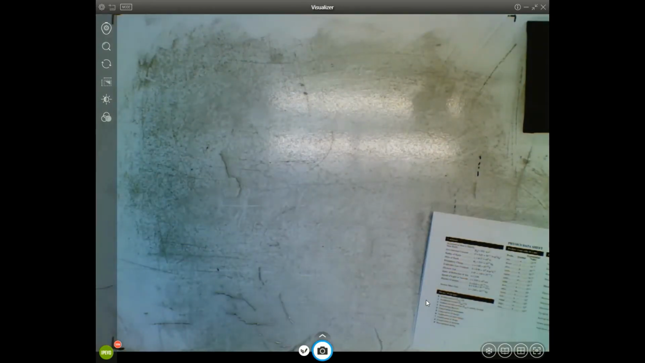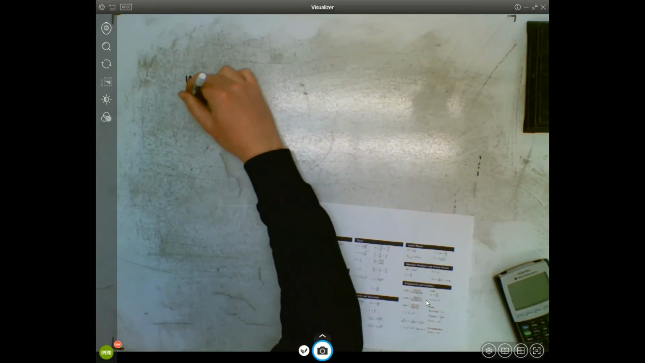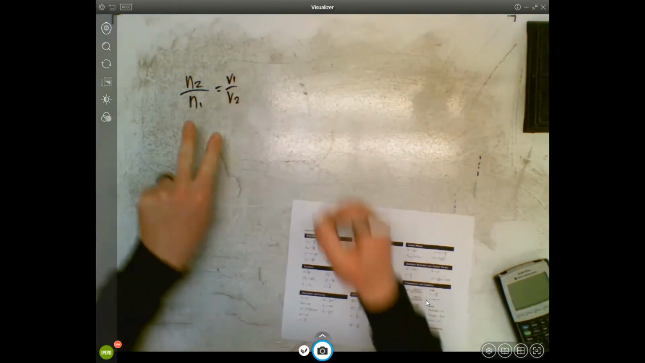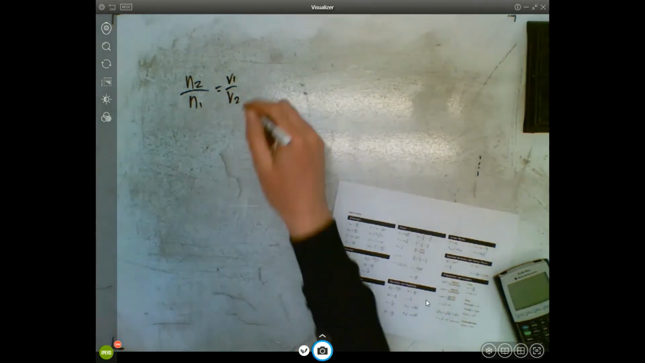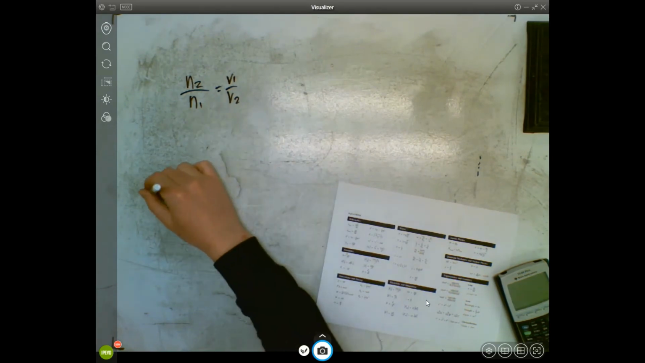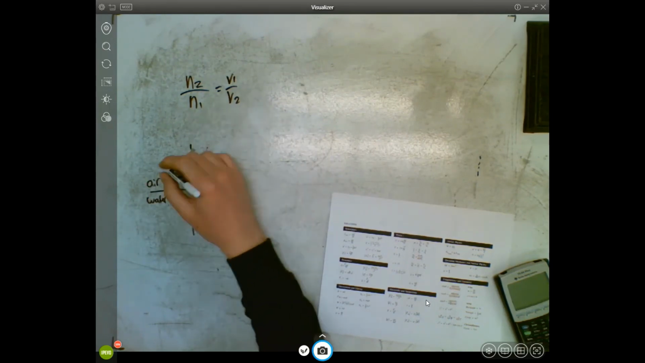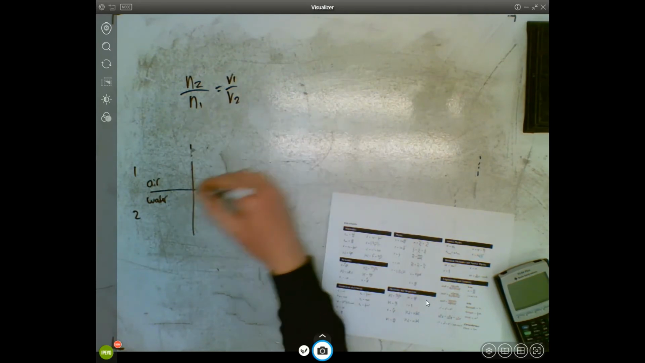So if we want to find the speed of light in water, we're going to use Snell's law here. We're going to use n2 over n1 equals v1 over v2. And it's always going to be opposite for index of refraction. They're always going to be different there. Okay, so it's good to keep things organized, right? We can go from air to water, water to air. It doesn't matter. You just have to make one of them 1 and one of them 2. Okay, so water is going to be n2.